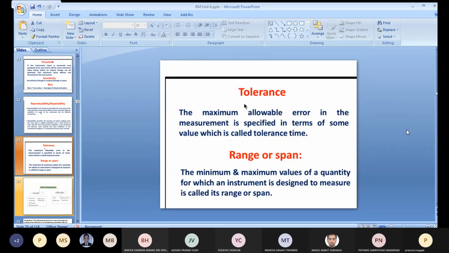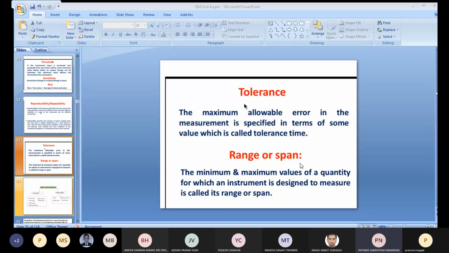Range or span. The definition they have mentioned: the minimum and maximum value of quantity for which an instrument is designed to measure is called a range or span. I think many times I have quoted the example related to range and span. Can anybody tell me? Sir, the example of a weighing machine, so it has some limit to measure the maximum weight.